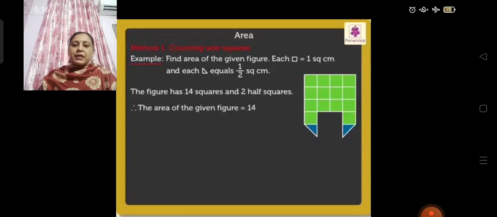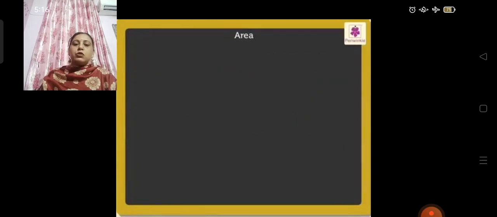So I will write the area of the given figure as 14 for the squares, plus 2 half squares, that is half plus half, which becomes 1. So 14 plus 1 equals 15 square centimeters. Now I will find the area by using a formula.